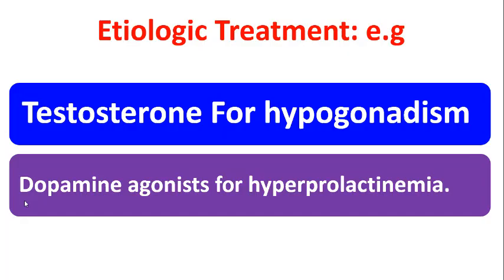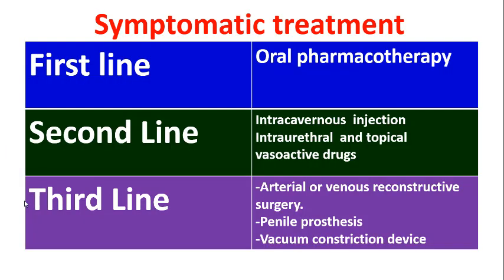So, etiological treatment may include testosterone therapy for hypogonadal patients and dopamine agonist for patients complaining of hyperprolactinemia. Symptomatic treatment can be classified into first-line therapy, second-line therapy, third-line therapy. The first choice of symptomatic therapy for erectile dysfunction is oral pharmacotherapy, mainly phosphodiesterase type 5 inhibitors.